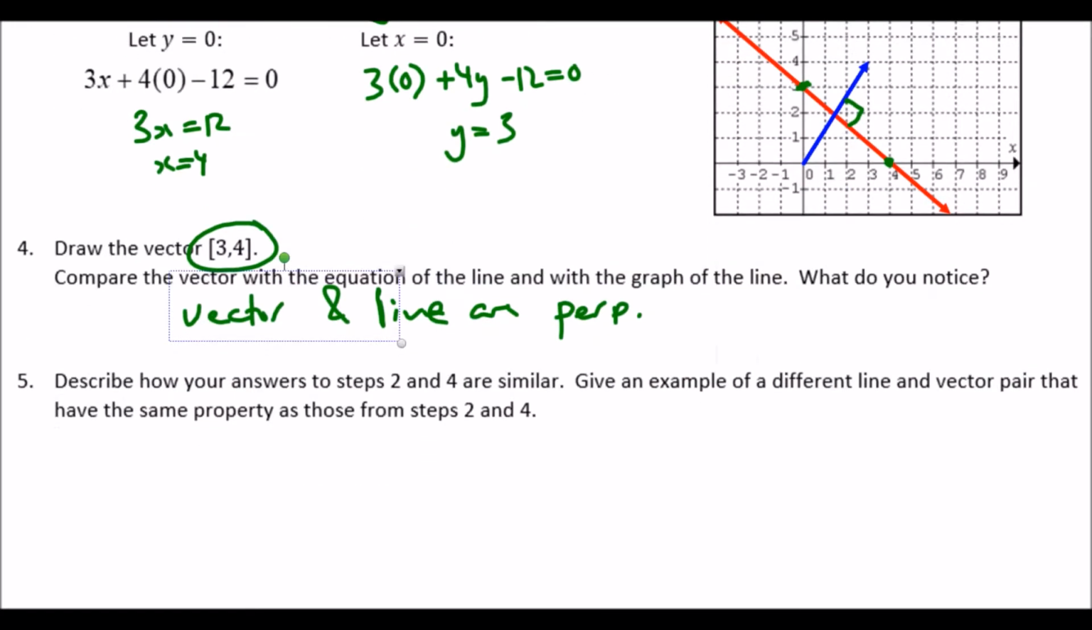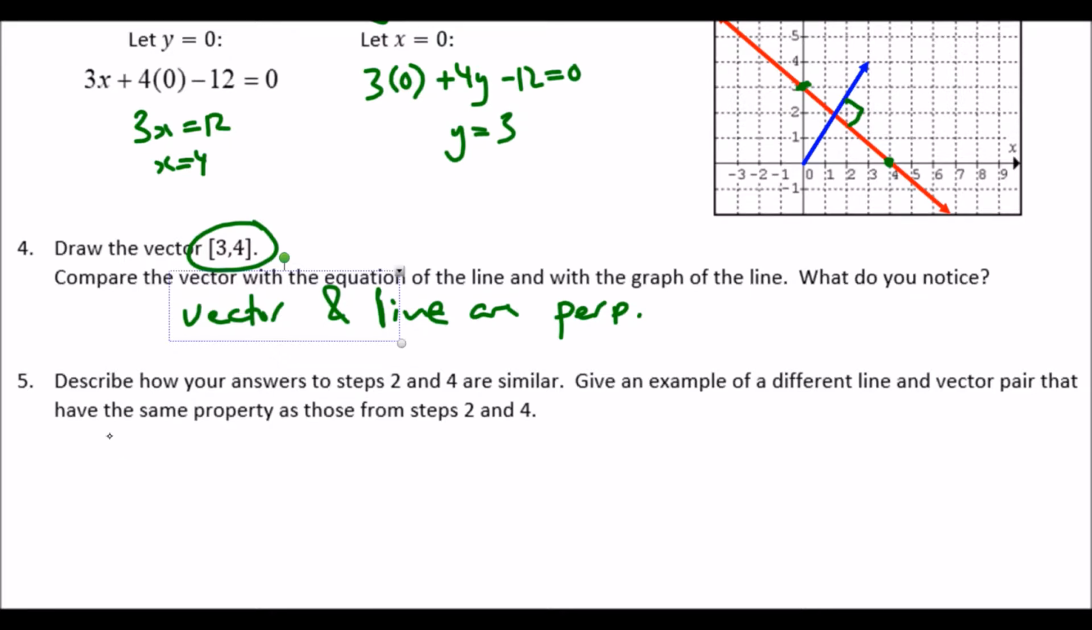All right. Describe how your answers to step 2 and step 4 are familiar. Well, guess what? Both answers are the same. The vector and the line are perpendicular. Give an example of a different line and vector pair that have the same property as those in step 2 and 4. So what can I write here?